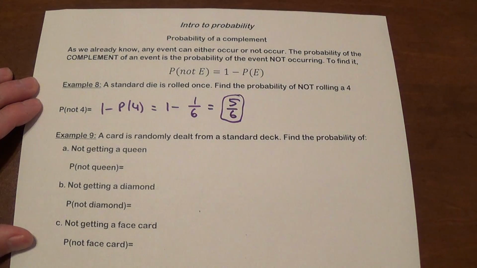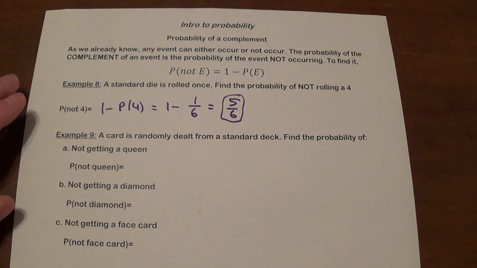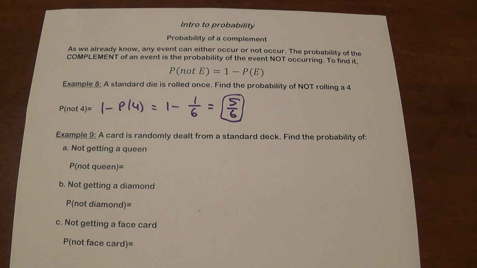Another way you can approach this problem is to say, okay, if I'm trying to find the probability of not getting a 4, how many different ways can this happen? Well, I can get any other number except 4, which you have 5 of, and that's going to be the correct answer. But I still want to use the formula because I want to make sure you understand how it's done.